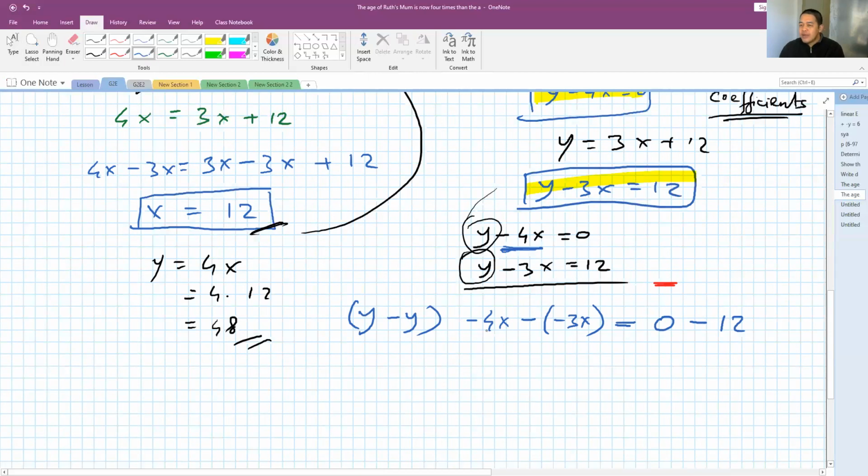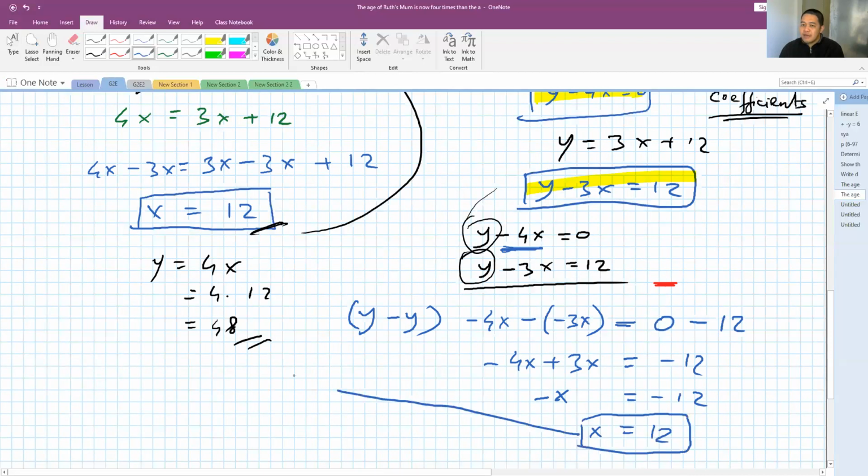Okay, now with this one, minus 4x minus 3x, it becomes minus 4x plus 3x. Okay, so minus 4x plus 3x gives you minus x. So equal to, okay, 0 minus 12. 0 minus 12 is minus 12, and then you see minus x equal to minus 12 gives you x equal to 12. So you see we get the same value as that one before. Yeah, x equal to 12.